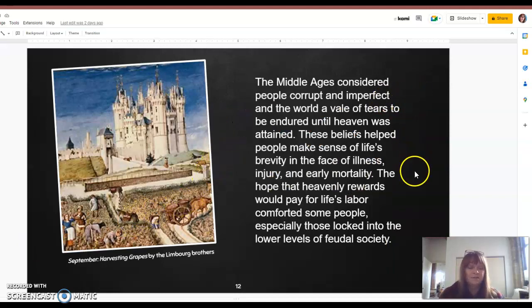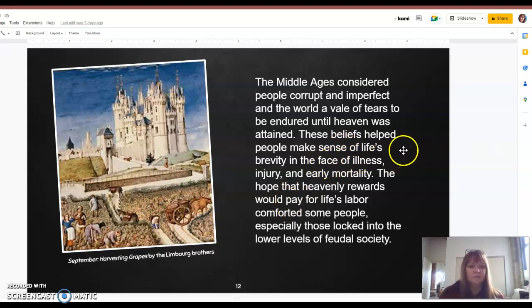So the Middle Ages considered people, human beings, corrupt and imperfect. And the world was just this veil of tears, and we were just supposed to endure life until heaven was attained. We only lived here for a short amount of time, the whole purpose of which was to get to heaven. And these beliefs helped people make sense of life. That's true of a lot of things. A lot of myths and creation stories are made out of trying to make sense of the world we live in.